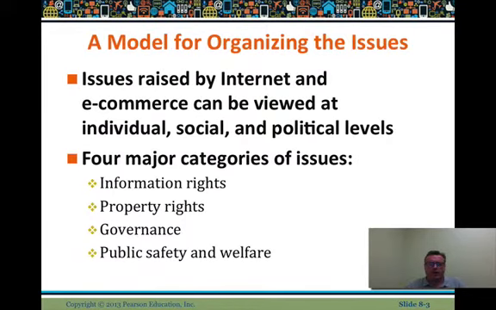So issues raised by the internet and e-commerce can be viewed at an individual level, at a societal level, as well as a political level. And there are basically four major categories of issues that you need to know about for this class, which are information rights, number one, property rights, intellectual property rights, number two, governance in how behavior is governed on the internet and e-commerce, and then public safety and welfare issues.